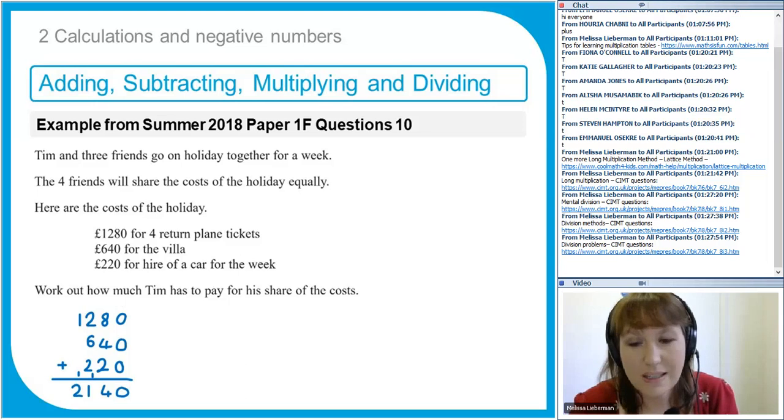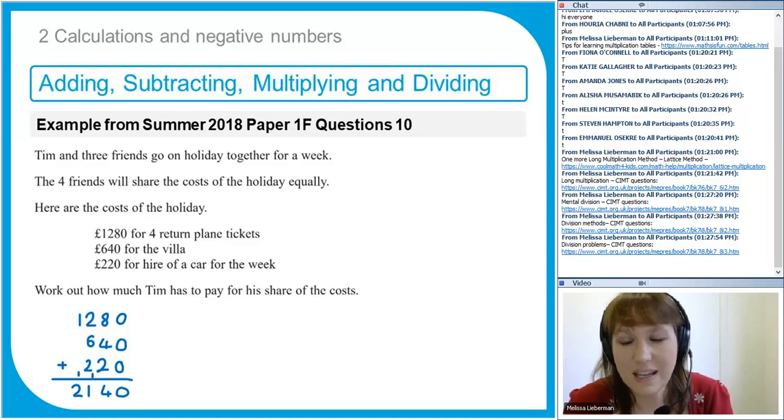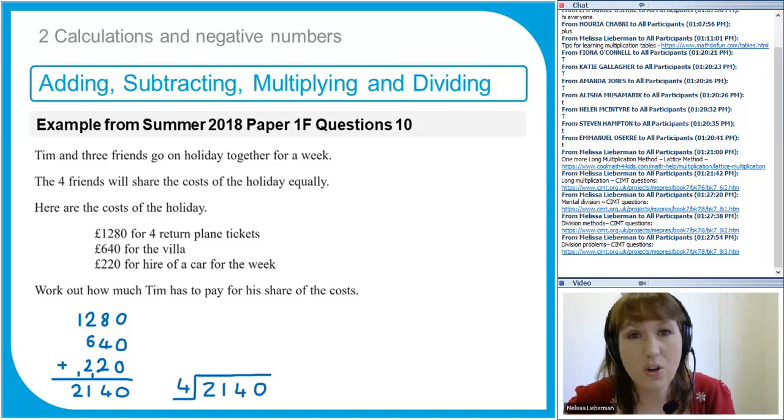Don't put units in when you're working out. You don't need the pound signs. Just put the units in at the end. Otherwise it can just confuse the calculation. So the next step is to use short division to divide that by 4. If you're not confident with division, you could also half it and half it again. That would also work. But using traditional short division, this is how you would do it.